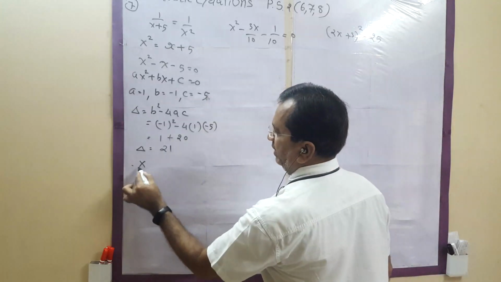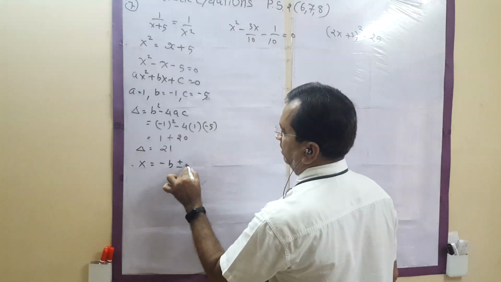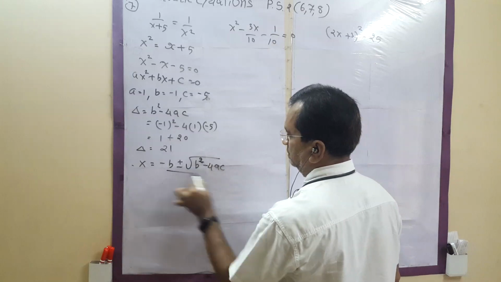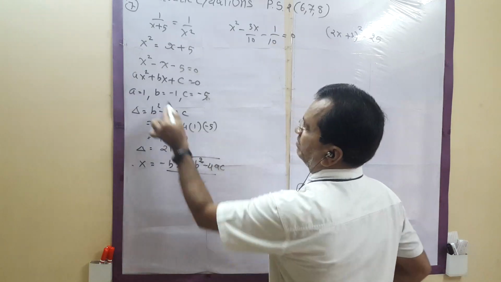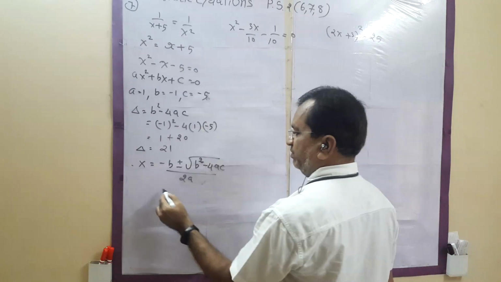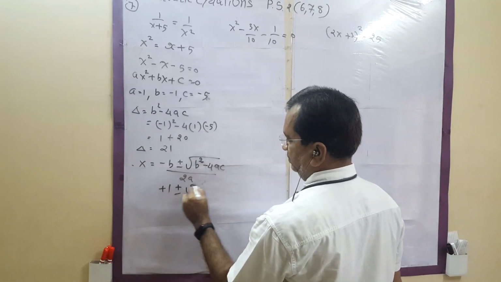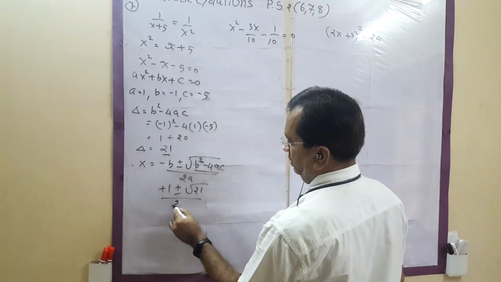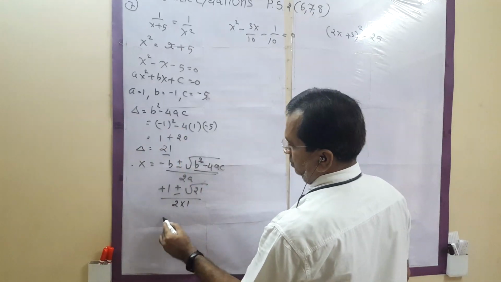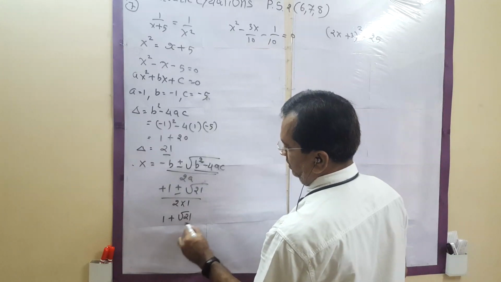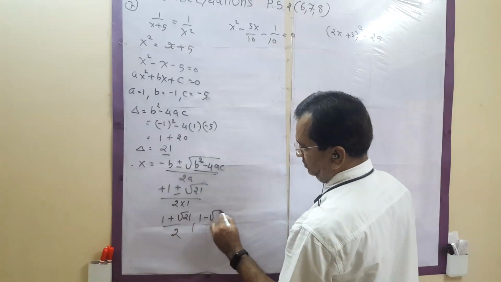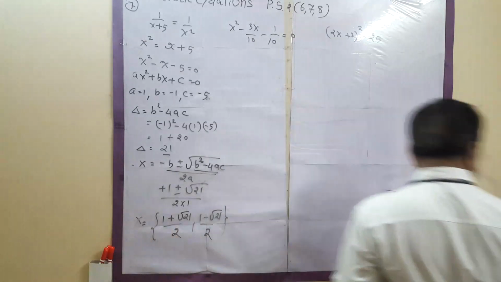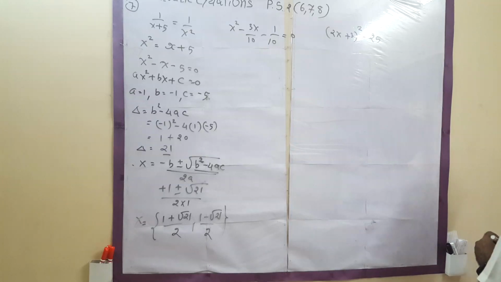Okay, now directly the formula. x is equal to minus b plus or minus under root b square minus 4ac, by 2a. What is minus b? b is minus 1, so minus b is plus 1. This value I got is 21. Under 2a, a means 1. So 1 plus root 21 by 2, 1 minus root 21 by 2. These are the two answers. That is the solution for x.